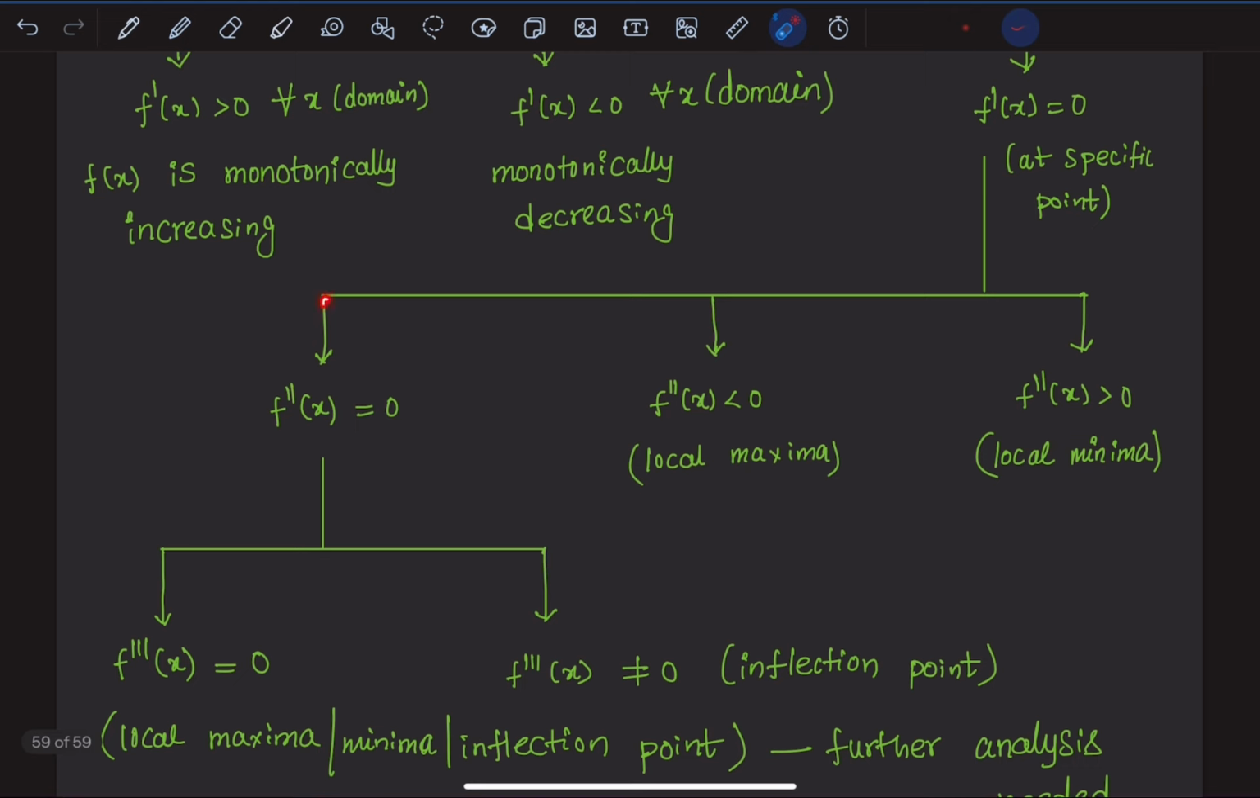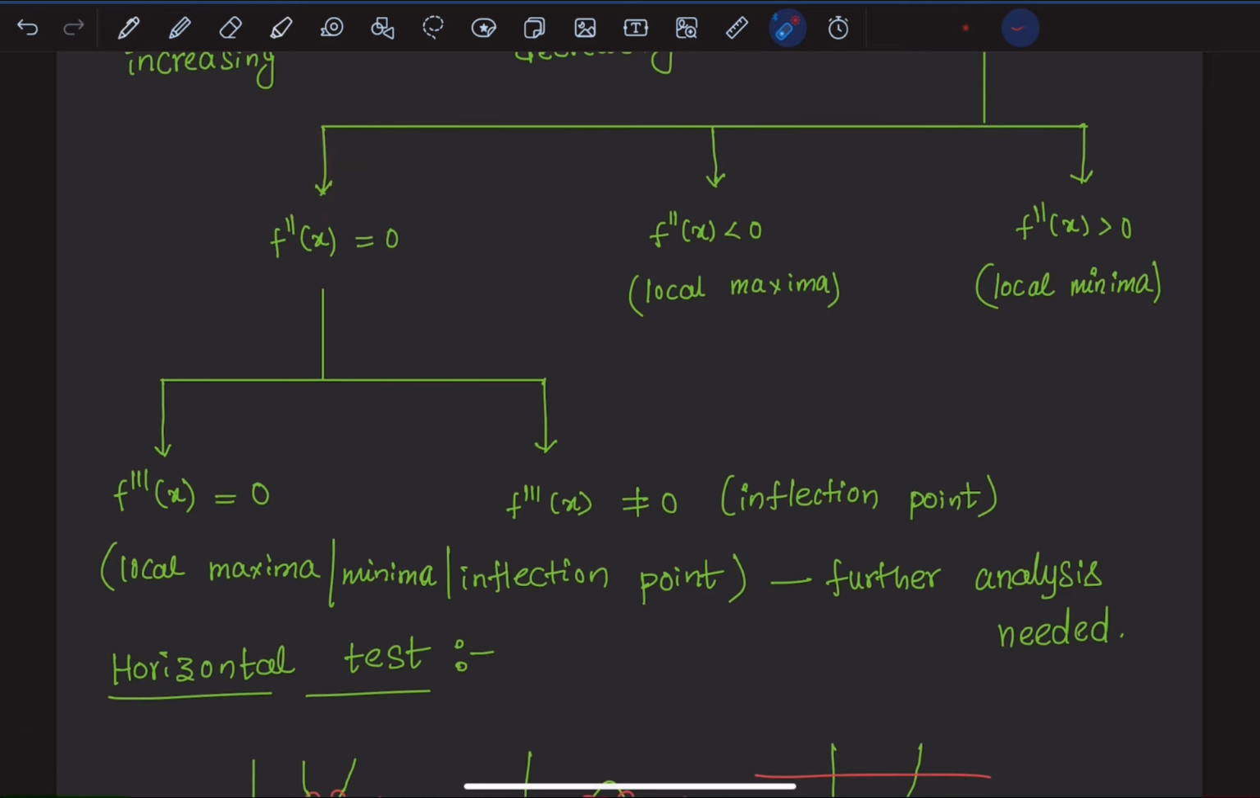And when the second derivative is equal to 0, we have to go further to the third derivative. So find the third derivative at the same point. If the third derivative is not equal to 0, then it is an inflection point. If the third derivative is equal to 0, then it can be a local maxima, local minima, or inflection point.